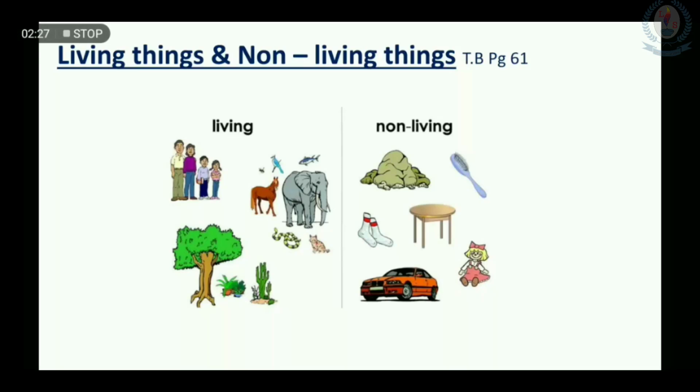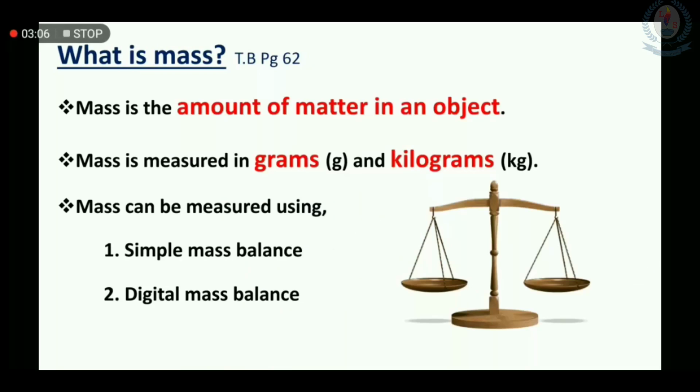Observe the examples which are mentioned in this slide. Let's compare them. Living things grow, they move, they breathe, they eat and they reproduce. But when it comes to non-living things, they can't grow, they can't move by themselves. It means somebody should move them. They can't breathe, they can't eat, and also they can't reproduce. Okay, so these points you have to keep in your mind when grouping matter as living things and non-living things.